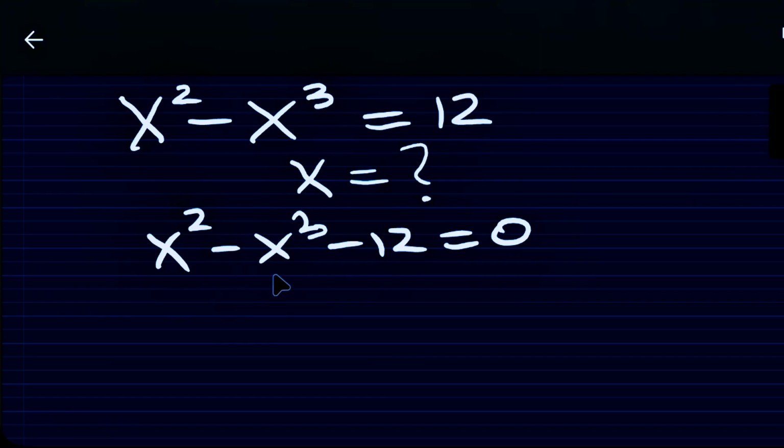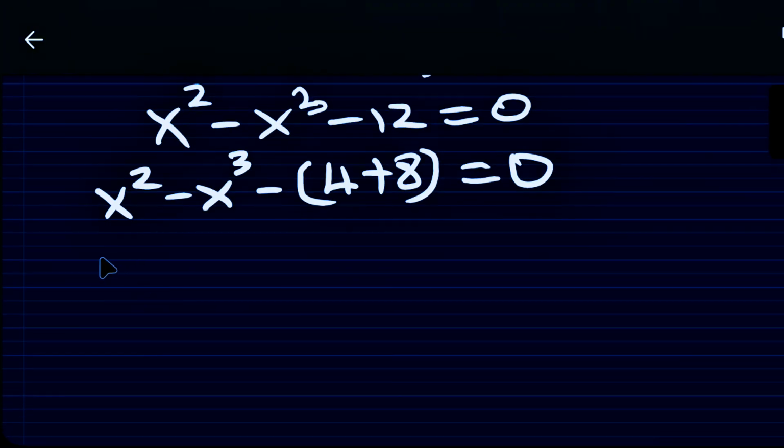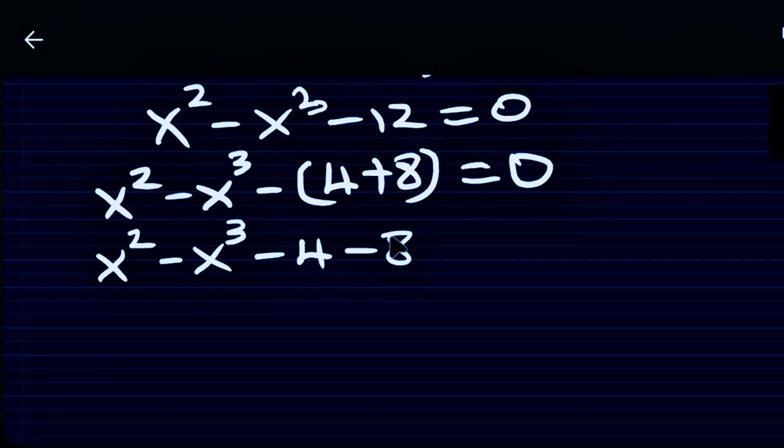From here we are going to have x squared minus x cubed, then minus open parentheses 4 plus 8. 4 plus 8 equals 12, and all this equals 0. So we have x squared minus x cubed, then minus times this positive 4 will give us minus 4, and minus times this positive 8 will give us minus 8, and this equals 0.